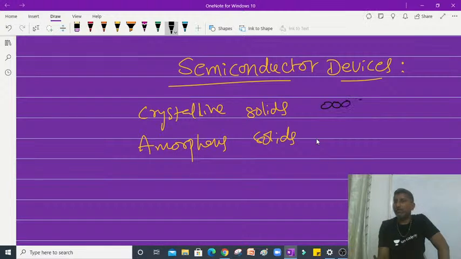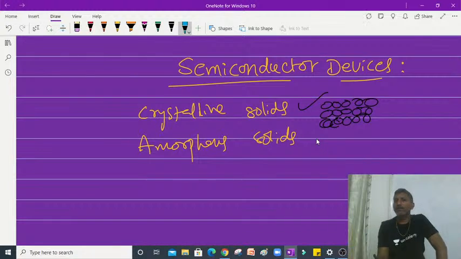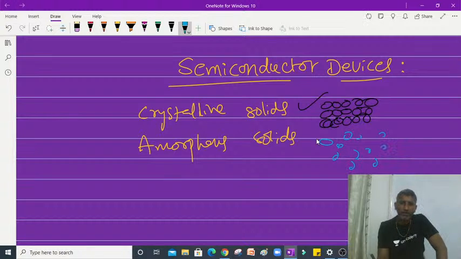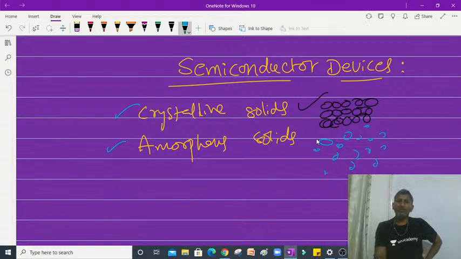If atoms or molecules are arranged with a periodicity, that is said to be a crystalline structure. And if periodicity is missing and the arrangement is random, like in rubber, that is said to be an amorphous solid structure. For crystals, we can say quartz. Usually metals belong to crystalline solids.